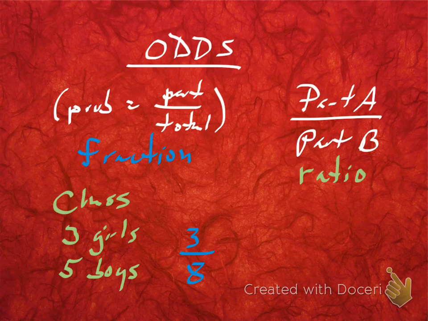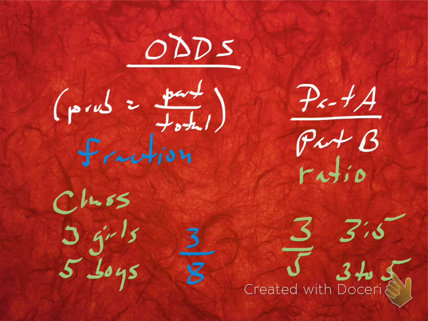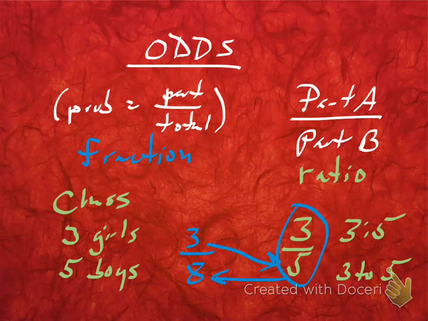Okay, you don't do that with odds. With odds, you compare one part to the other part. So if I was doing odds in this example, I would say there are 3 girls to every 5 boys. Or I could write it as 3 to 5 with the colon, like we did with ratios in the first lesson. Or I could write it with the word to, 3 to 5. Notice here I'm comparing part to part. Okay, and that's with the odds.